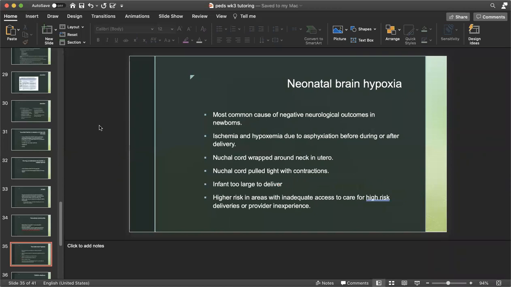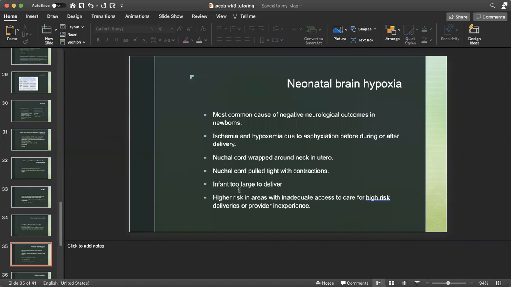So, neonatal brain hypoxia. It's the most common cause of negative neurological outcome in newborns. It's ischemia and hypoxia due to asphyxiation before, during, or after delivery. The nuchal cord could be wrapped around their neck in utero, or pulled too tightly during contractions. The infant could be too large to deliver, or they're in a high-risk area so they can't get good access to care for high-risk deliveries, or the provider doesn't have enough experience.